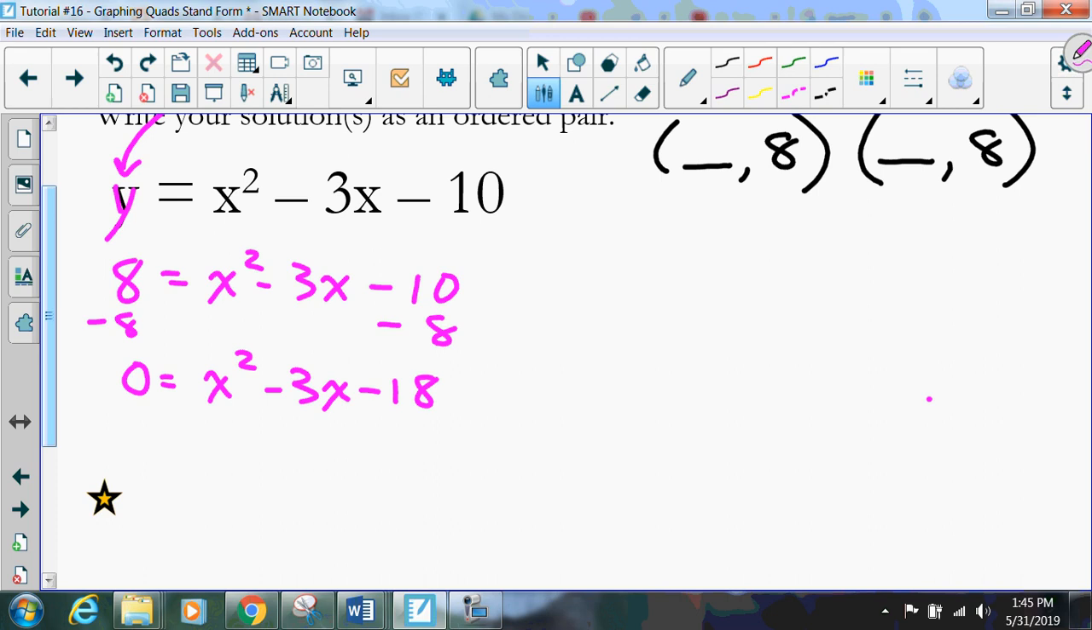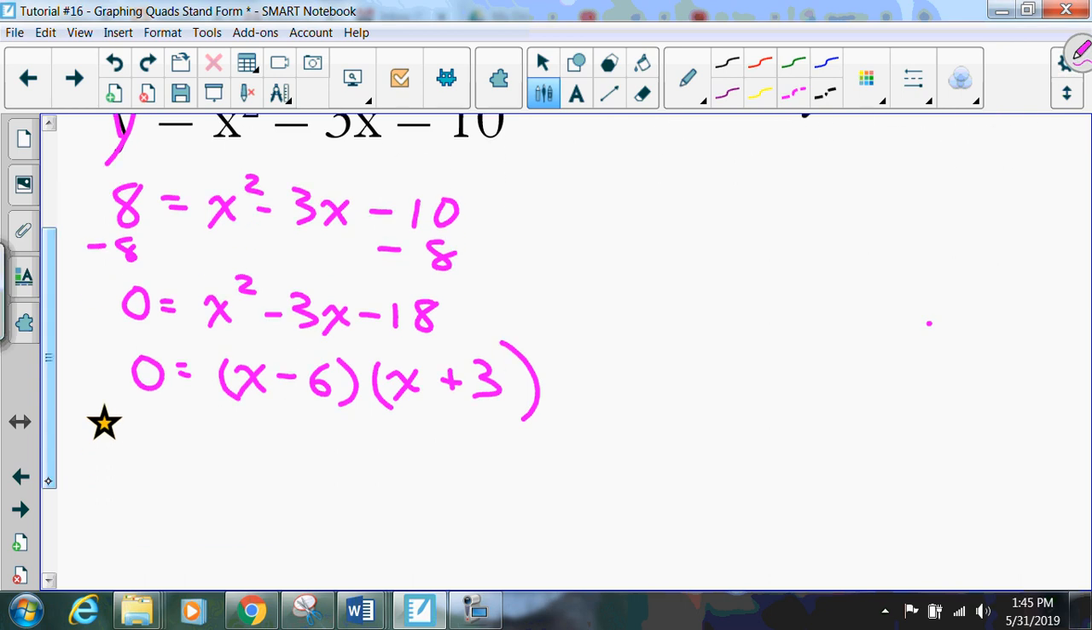Or complete the square. And you know what? Factoring is going to be the easiest one, right? So let's go ahead and factor. Think of 2 numbers that multiply to equal -18, but add to equal -3. How about -6 and +3? So -6 times 3 is -18. -6 plus 3 is -3.